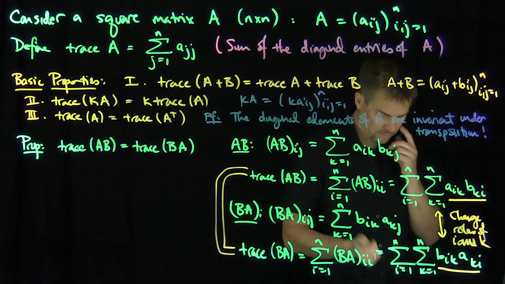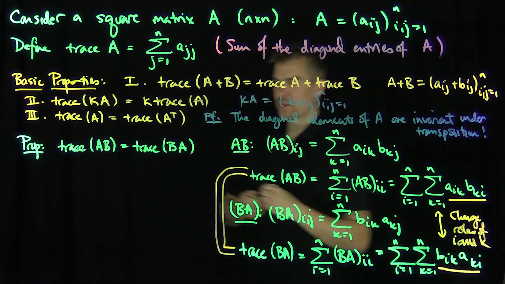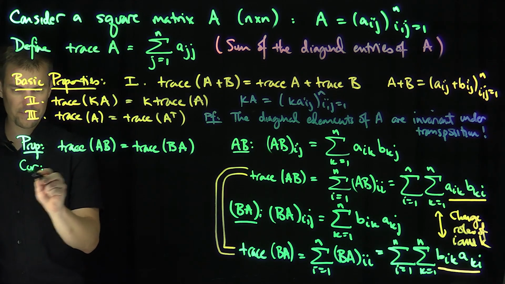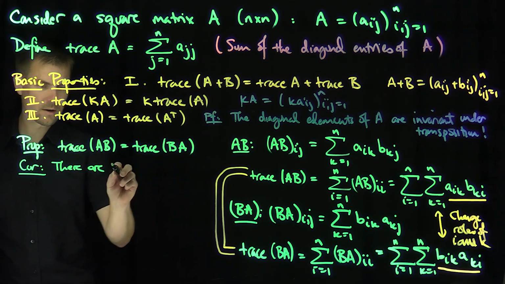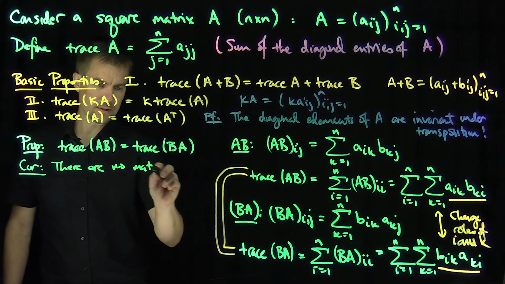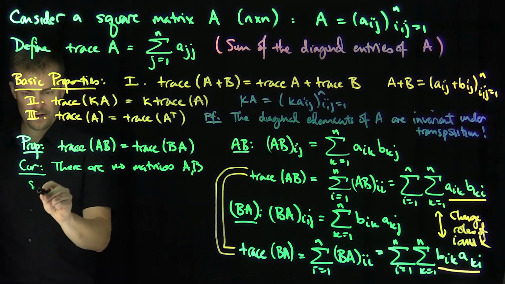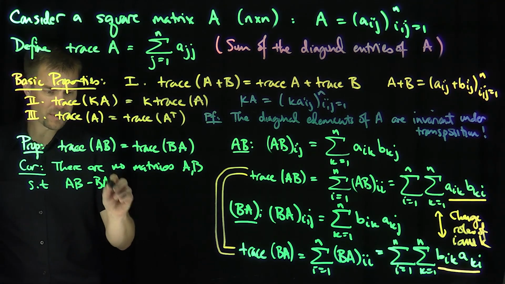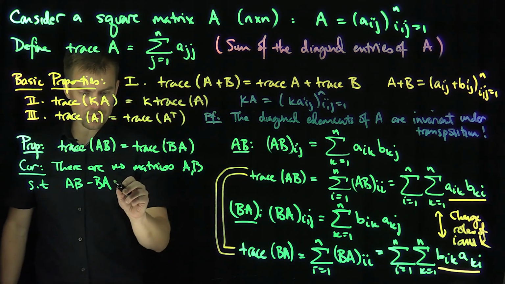Okay, great. All right, excellent. And so there's a cool consequence of this. As an immediate corollary, there are no matrices A and B such that AB minus BA is equal to the identity matrix.